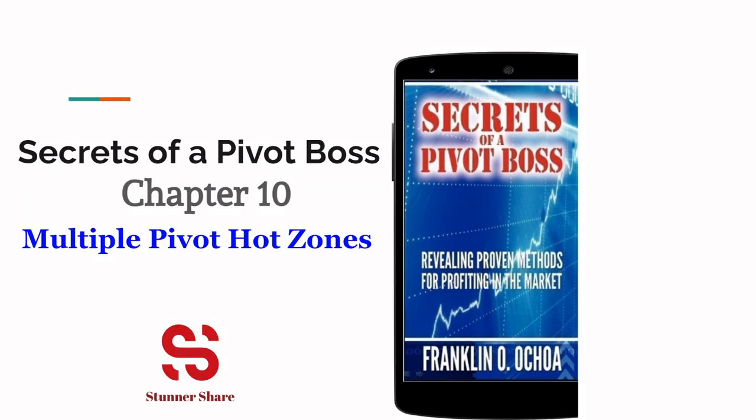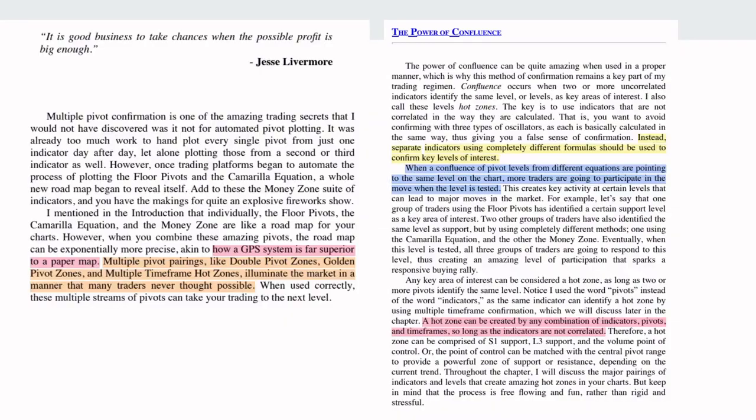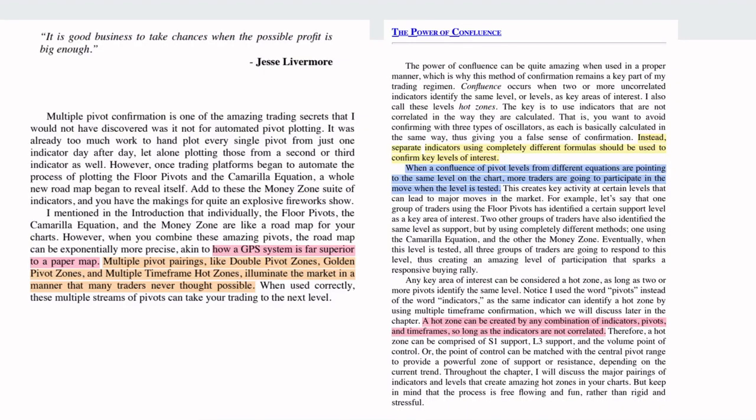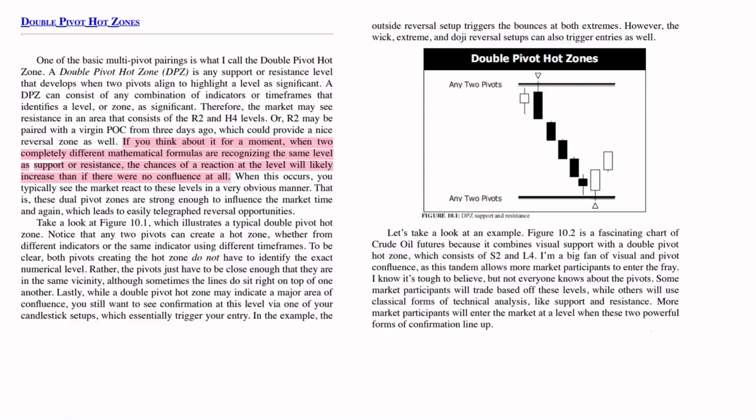So today we are going to see the continuation of the Secrets of a Pivot Boss book reading video, chapter 10, multiple pivot hard zones. We have posted 3 videos till now. One is on the introduction of multiple pivot hard zones, then I also made a video on the power of confidence, and the last video was on double pivot hard zones. In double pivot hard zones, I gave you the introduction of what a double pivot hard zone is, what resistances we can consider, what a resistance is, what a support is, and what H3 H4 are.